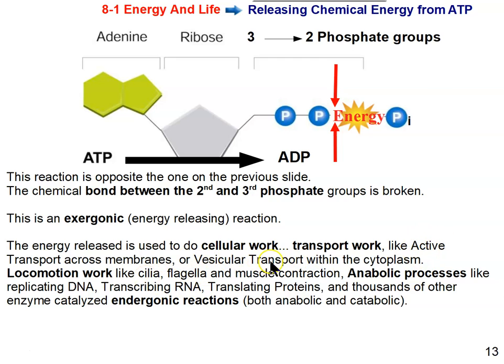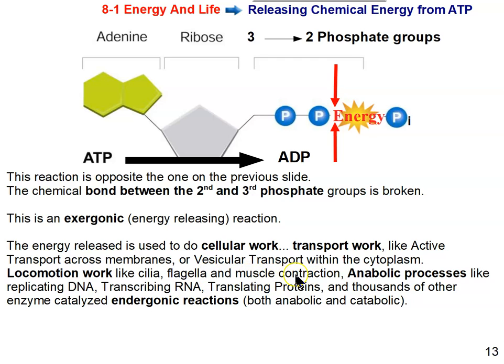Vesicular transport, remember vesicles can move around inside cells, and they are moved around inside cells. Remember, they can travel along mitochondria like railroad tracks. So that's what we're talking about there, vesicular transport, vesicles within the cytoplasm. Locomotion work, we just studied protists, and some of them have cilia, and some of them have flagella, and some of them have pseudopodia, and all that takes energy, and that ATP is where that energy comes from, locomotion.